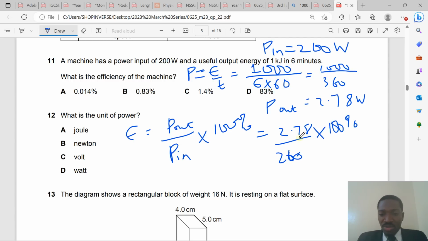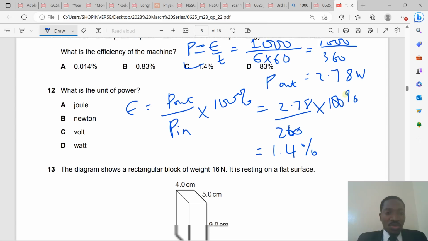If you do this, you should get 2.78. Let's approximate this to be 2.8. So 2.8 divided by 200 times 100 will give us 1.4%. You can confirm this with your calculator. That means 1.4 is the correct answer, option C.